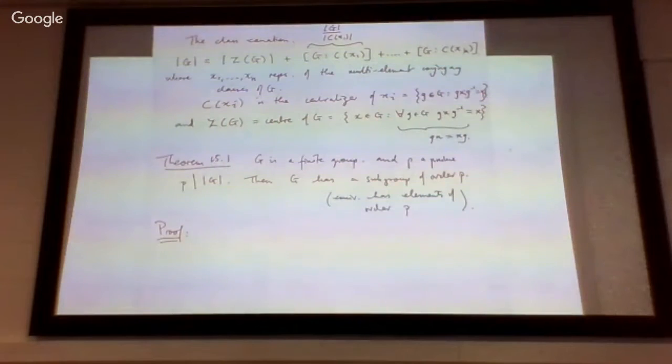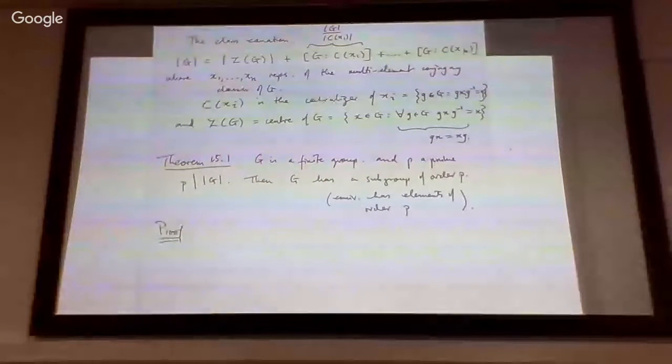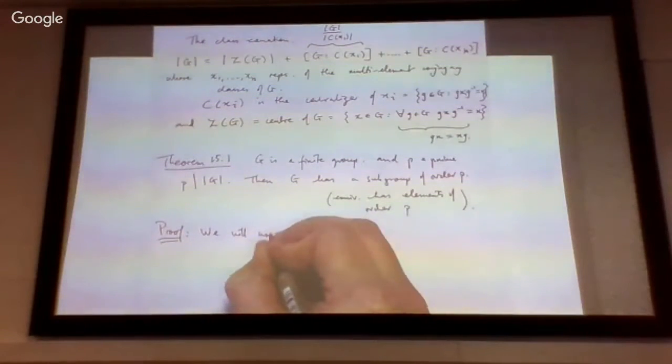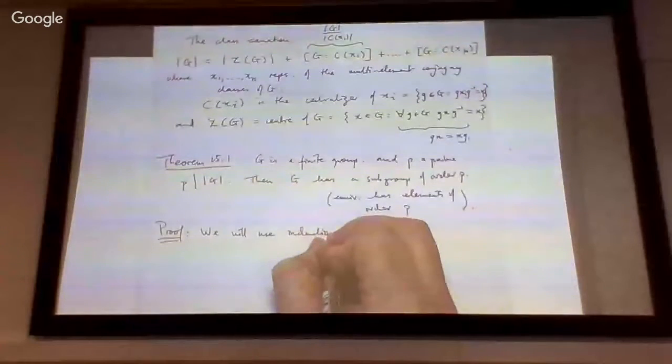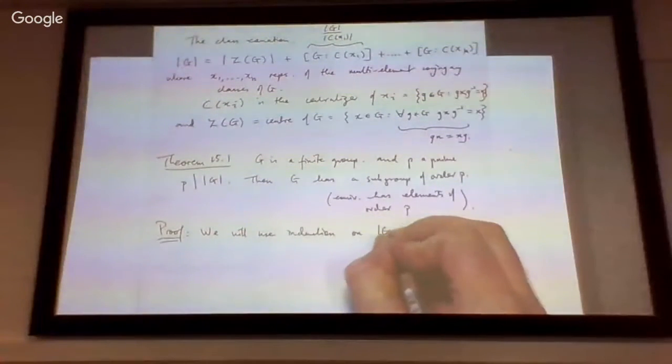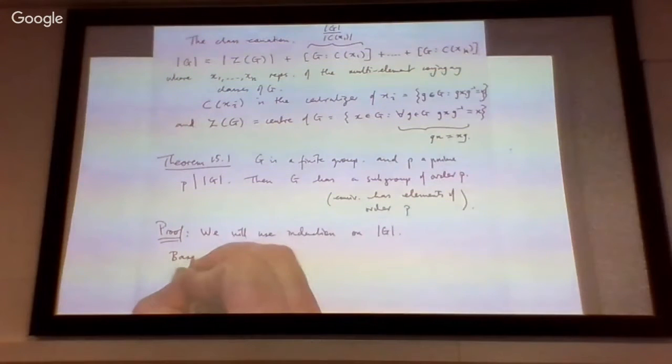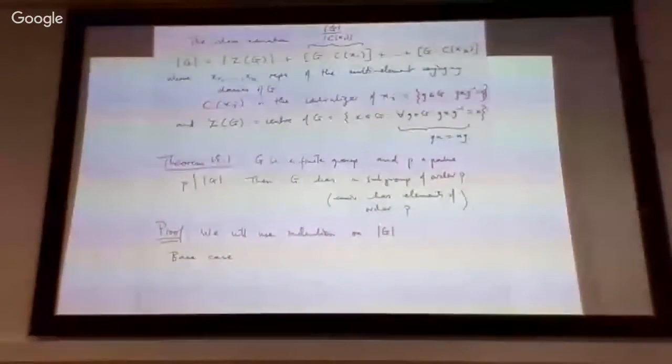And how can you organize an attack on all groups? Well, maybe one of the first ways to think of it is, let's take them all in order of their size. Let's deal with small groups first, and move on to bigger groups. So that suggests the idea of induction. So we will use induction on the size of G. So what's the base case going to be? What's the beginning case?